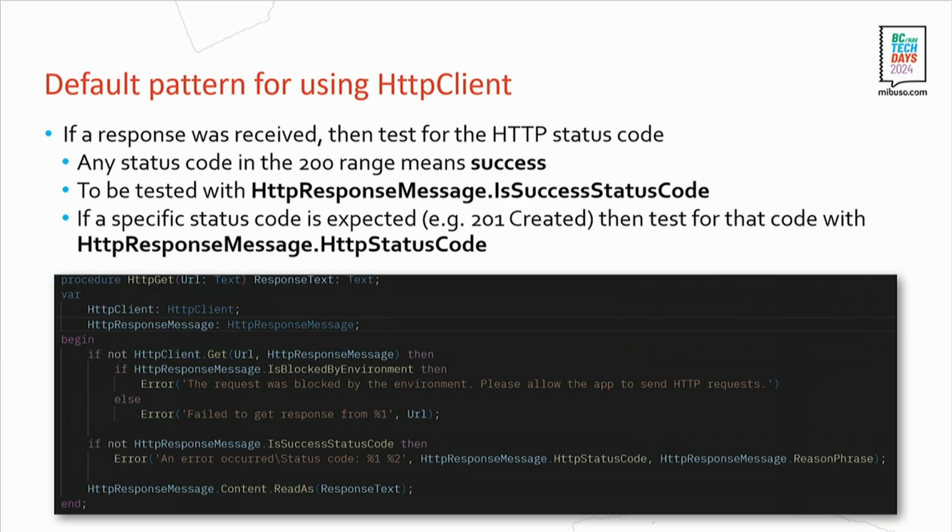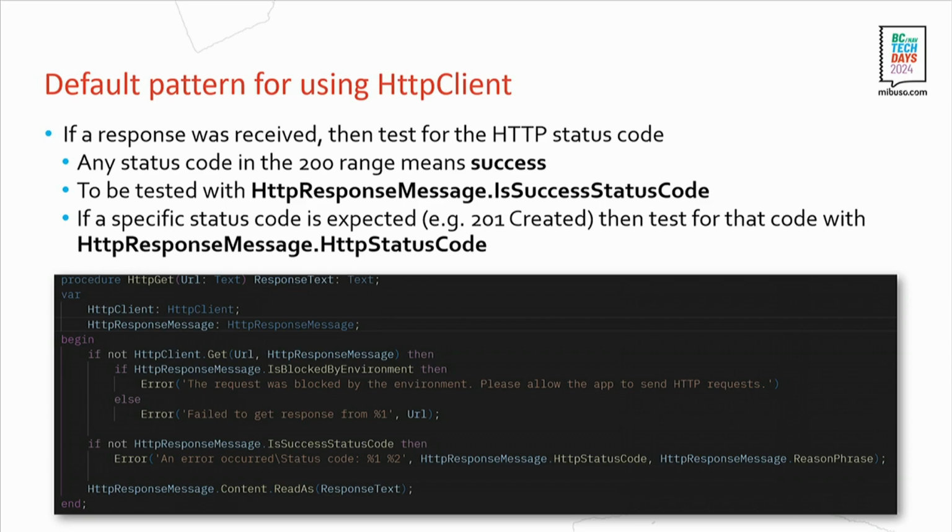Next slide. So the other thing is, when you receive a response from the HTTP client, then you should test the HTTP status code. Any status in the 200 range means success. There could be 200 OK, 201 created, 204 no content. Anything in the 200 range usually is successful. You can test that with is success status code.